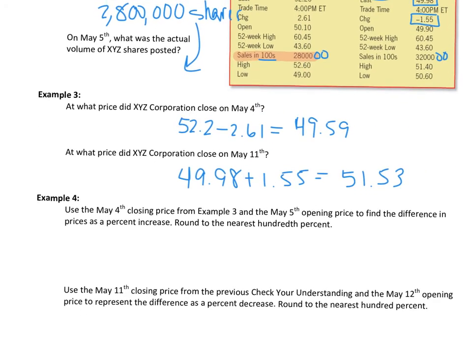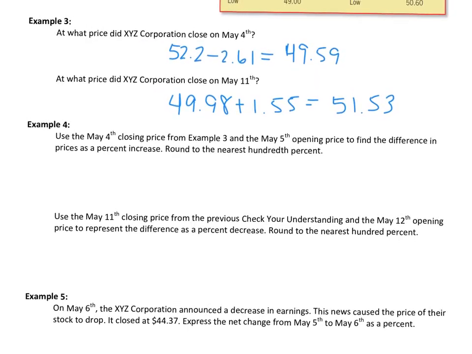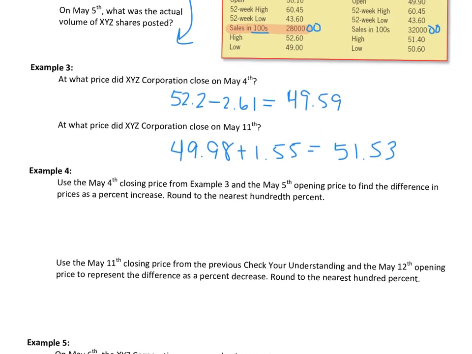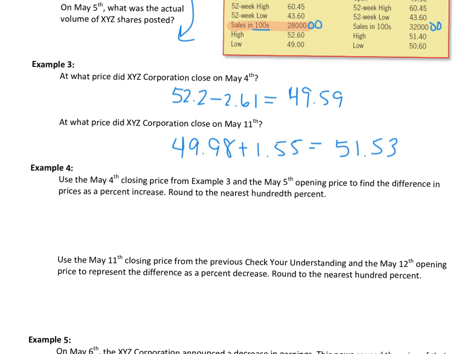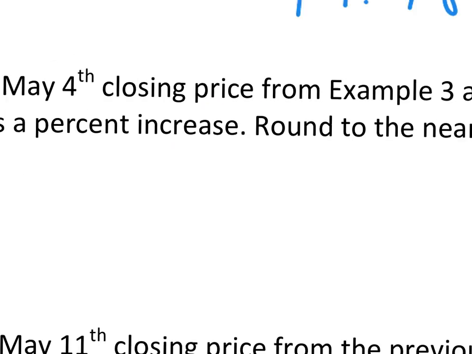Finally, the examples here use May 4th's closing price. So we have May 4th's closing price. This is May 4th's closing price right there. From example 3, and the May 5th opening price, to find the difference in the prices as a percent increase. Now this is where a formula is required. So there is a formula for percent change, or percent increase or percent decrease.